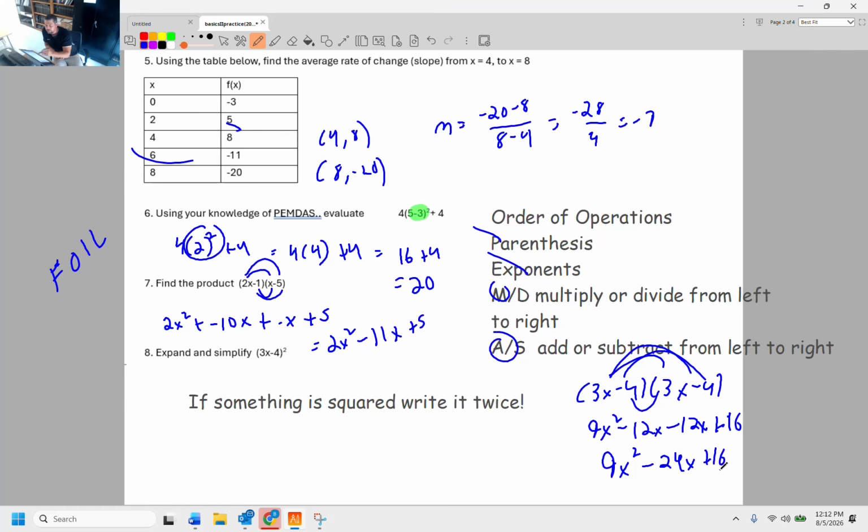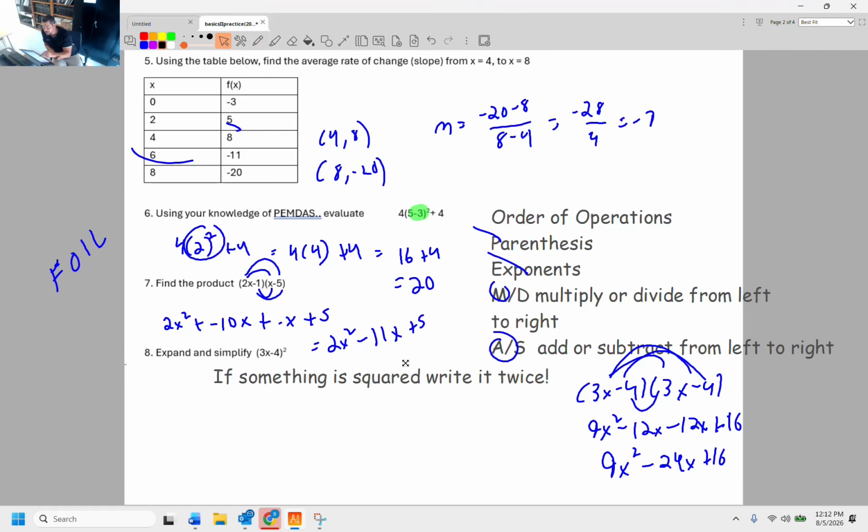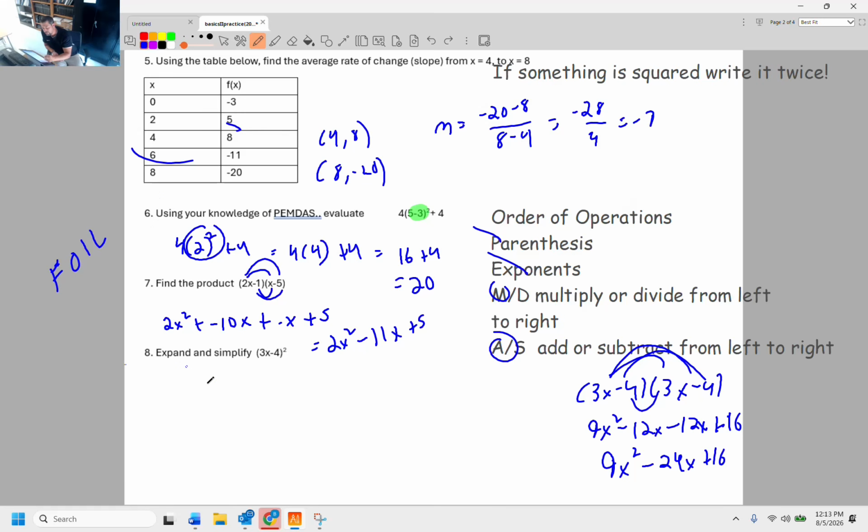Now here's something cool. You've probably never seen it done. It's called the box method. It works really well when you're literally squaring something. You draw a square, and we're going to partition it off into 4 smaller squares. Along one side, we're going to put 3x minus 4, and along the other side, we're also going to put 3x minus 4. And then we're going to do what we just did. This is a very good layout for some kids.